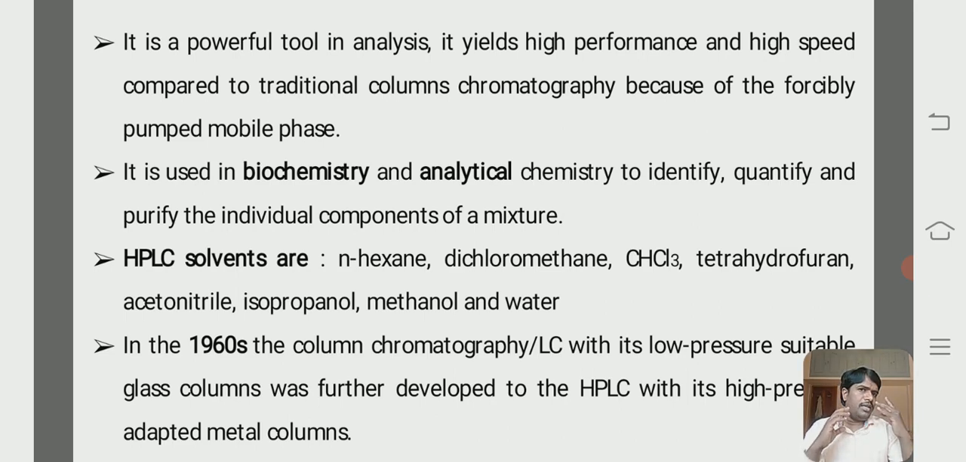The solvents used in this HPLC technique are dichloromethane, chloroform, tetrahydrofuran, N-hexane, acetonitrile, methanol, water and isopropanol, etc. In the 1960s, column chromatography or liquid chromatography with its low pressure suitable glass columns was further developed to the HPLC with its high pressure adapted metal columns.